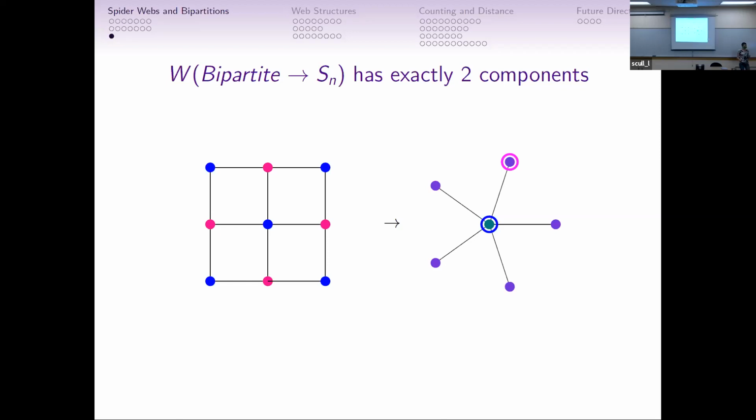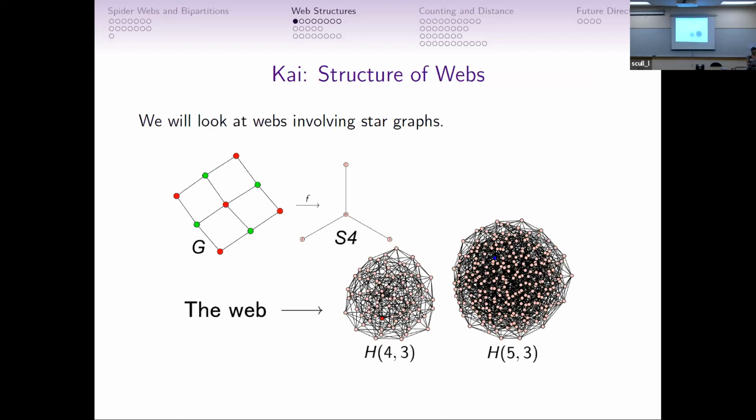So depending on your bipartite graph and the size of your star, you will get all kinds of different shapes and sizes and structure within your two components of your spider web. And that is what Kai is going to tell you all about.